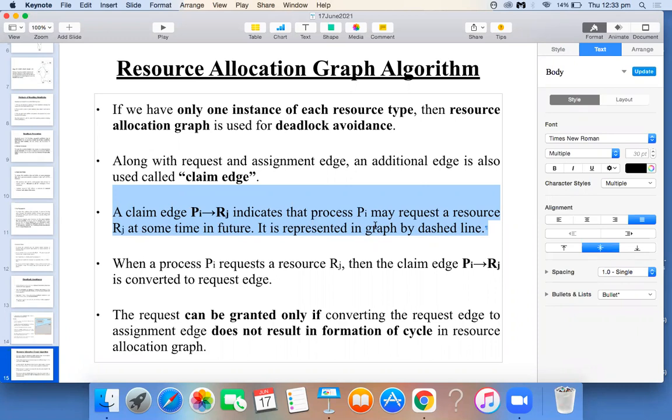Okay, in future that process will request the resource, and it is represented in the graph by a dashed line. Clear with this? What does a claim edge indicate?